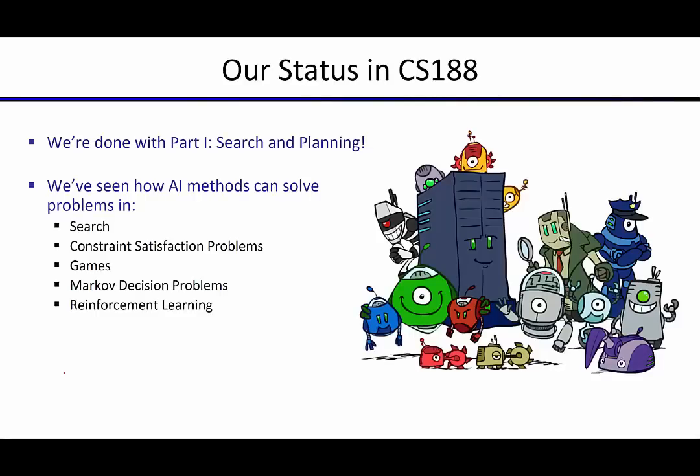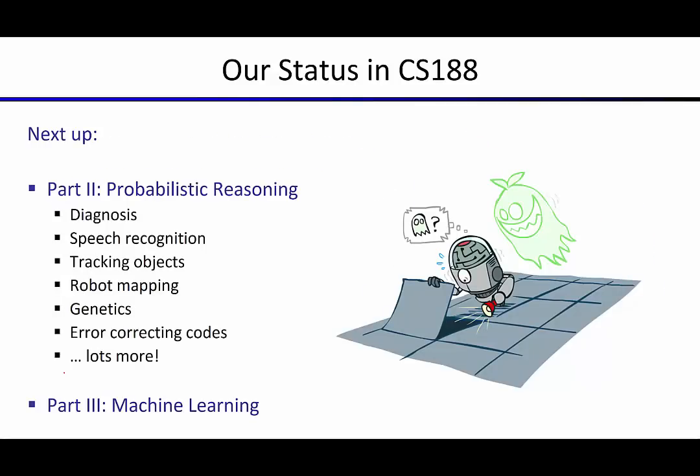Any other questions about this or reinforcement learning? All right, let's switch gears. So our status in 188 is that we're done with part 1, which is search and planning. We've seen how AI methods can solve problems in search, constraint satisfaction problems, games, Markov decision problems, and reinforcement learning. What's up next is part 2, probabilistic reasoning, and then after that we'll get to part 3, which is machine learning. What will probabilistic reasoning give us?